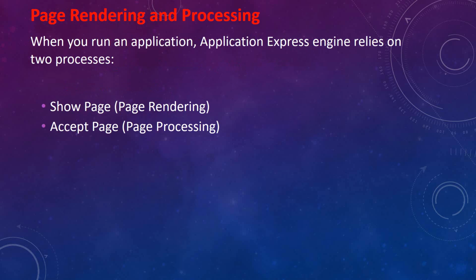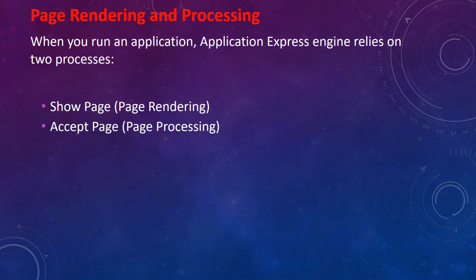So, first of all, we see page rendering and page processing. When we run an application in our browser, Application Express Engine relies on two processes. First one is show page, which is also known as page rendering, and the other one is accept page, which is also known as page processing.